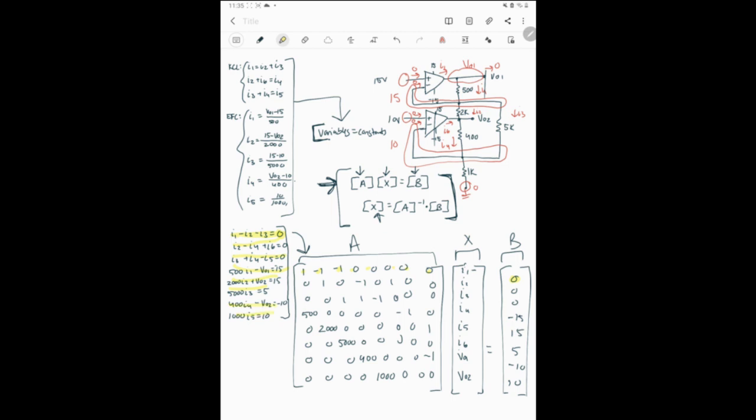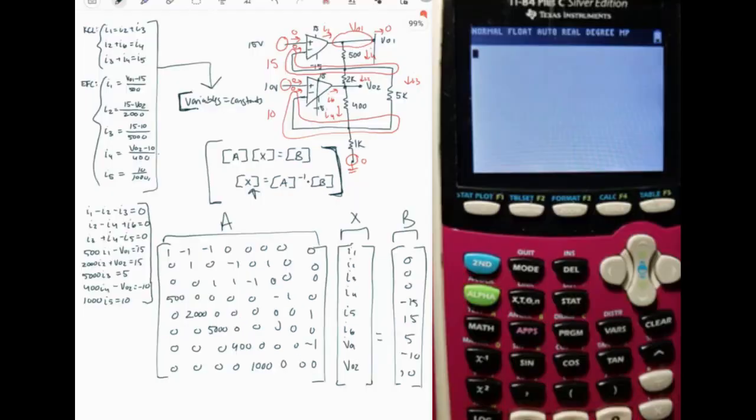Once I had my matrix completely filled out, I just used this equation and I input it into a calculator and calculated all of my variables that way, and I'll show you how to do that on a TI-84.